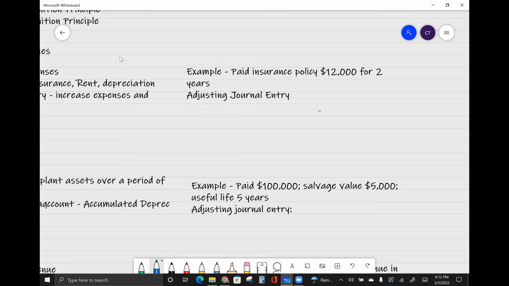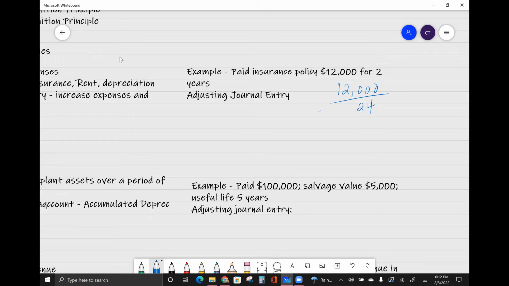I'm going to go ahead and set up that journal entry. It's my adjusting entry because I've already paid for it. We're not looking at that part. All I want to know is what my adjusting entry is going to be, let's say for 1 month. So I'm going to take that 12,000 and divide it by 24, because it's 24 months.